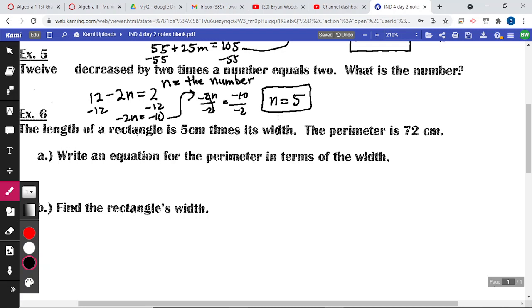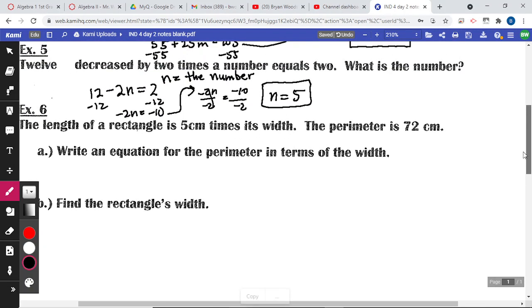Okay, so we have this rectangle now. The length of a rectangle is 5 centimeters times its width. The perimeter is 72 centimeters. Write an equation for the perimeter in terms of the width. Okay, so the length is 5 times its width. So it's a lot longer, 5 times as long as it is wide. The perimeter is 72. And they want us to write an equation for the perimeter in terms of width.